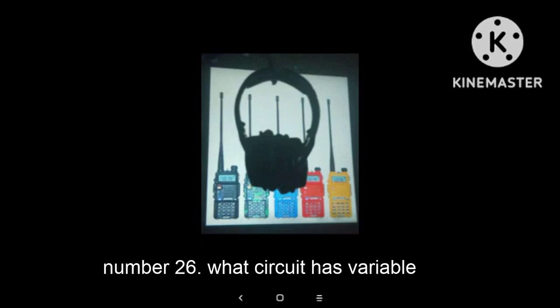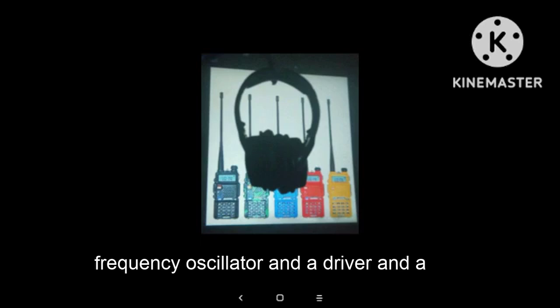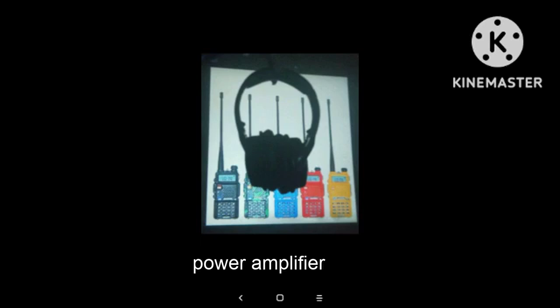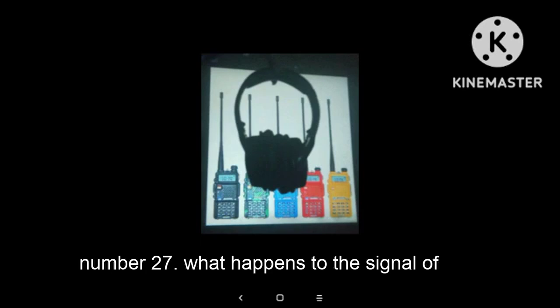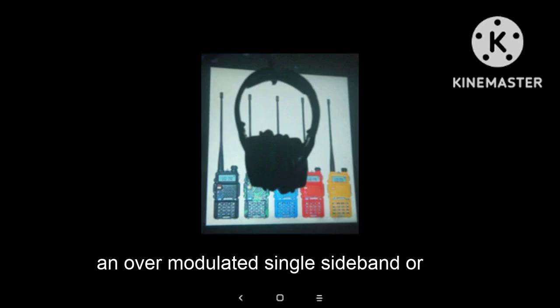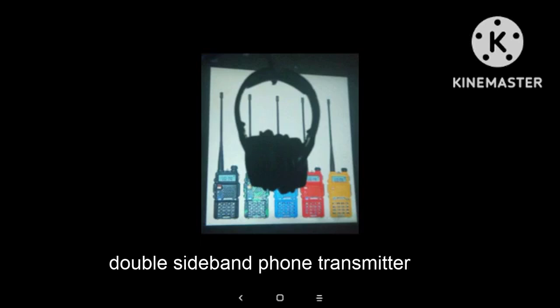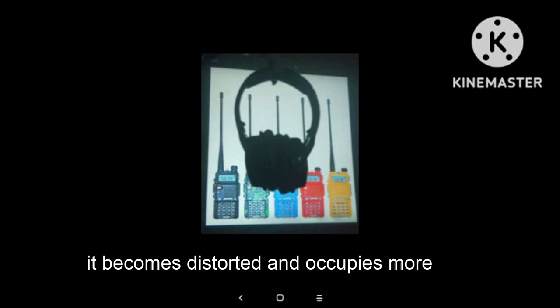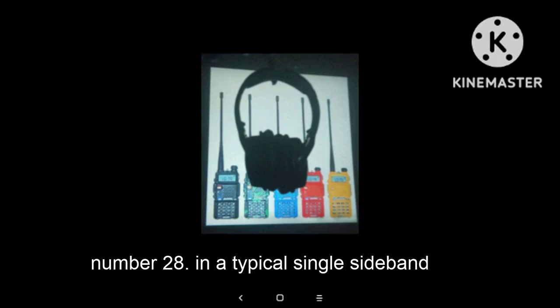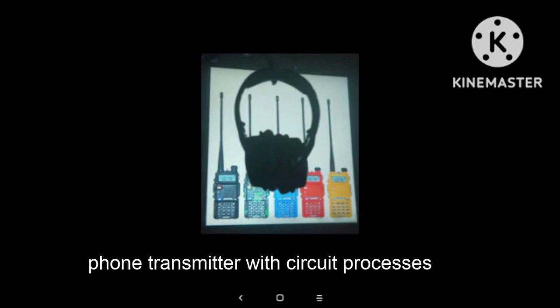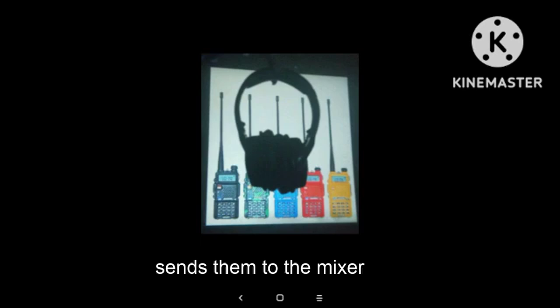Number 26. What circuit has variable frequency oscillator and a driver and a power amplifier? A VFO controlled transmitter. Number 27. What happens to the signal of an overmodulated single sideband or double sideband phone transmitter? It becomes distorted and occupies more bandwidth. Number 28. In a typical single sideband phone transmitter, what circuit processes signals from the balanced modulator and sends them to the mixer?